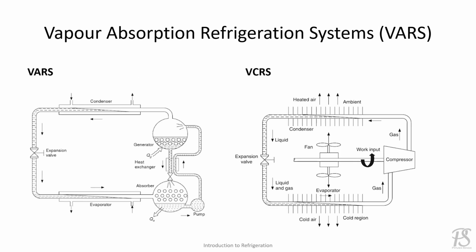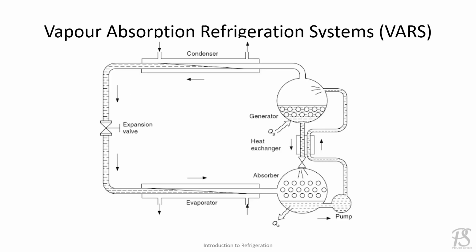The mechanical compressor in vapor compression refrigeration system is replaced by a group of components in the vapor absorption system in order to carry out the refrigeration using low-grade heat energy. In the vapor absorption system, we have an absorber where an absorbent absorbs the refrigerant vapors, which is pumped to a generator where heat energy is supplied to separate the absorbent and the refrigerant vapors. The absorbent is again supplied back to the absorber, and this cycle continues.